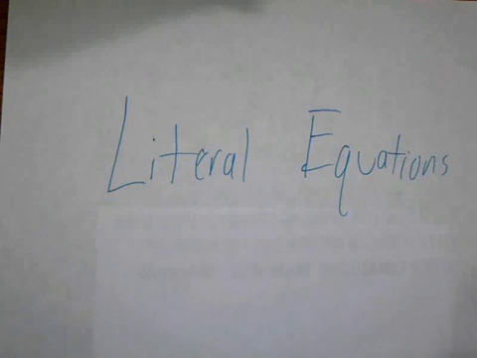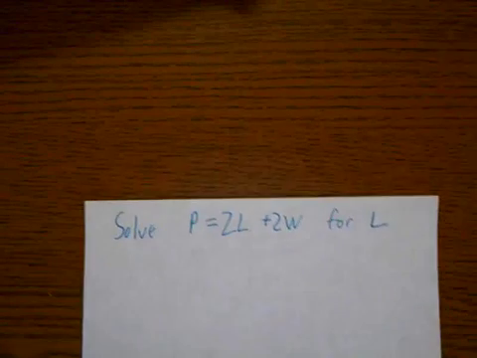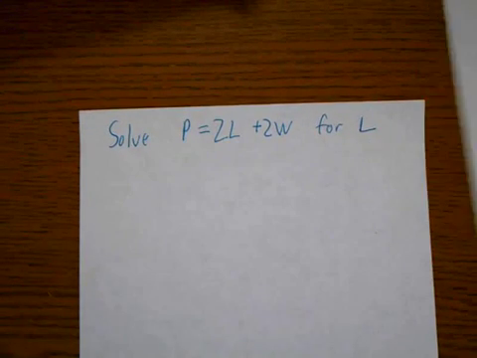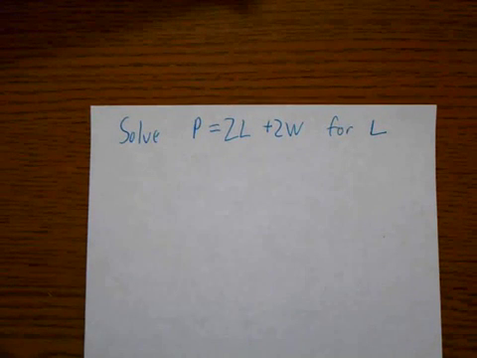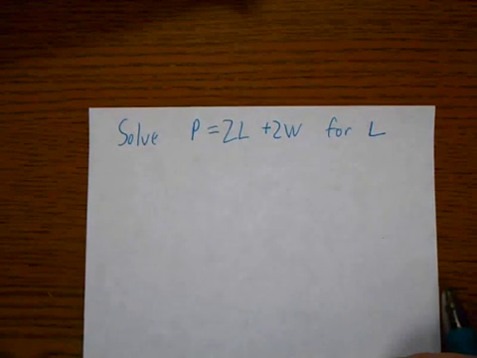I'm going to work a quick example of a literal equation for you guys. That way it can refresh your memory as we get ready to take the milestones in May. So I'm going to start out with the problem with the formula for perimeter of a rectangle. We're asked to solve P equals 2L plus 2W for L.